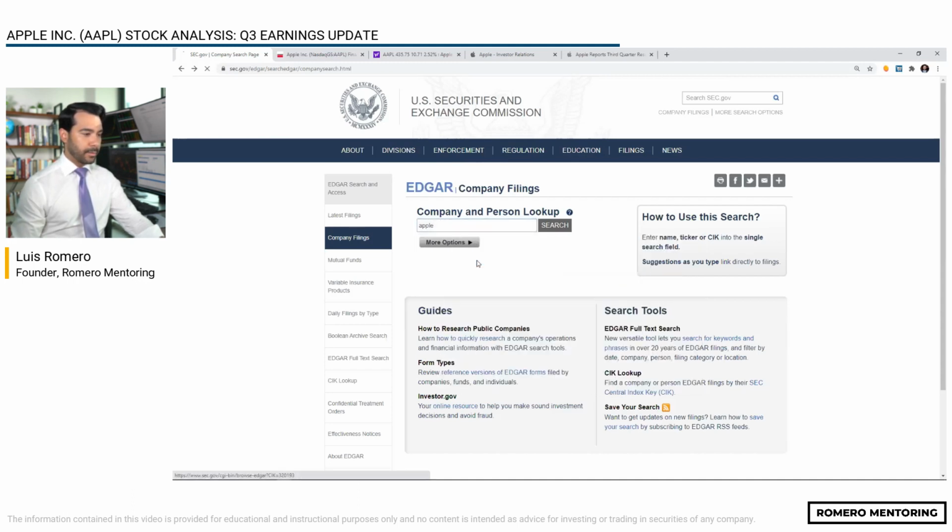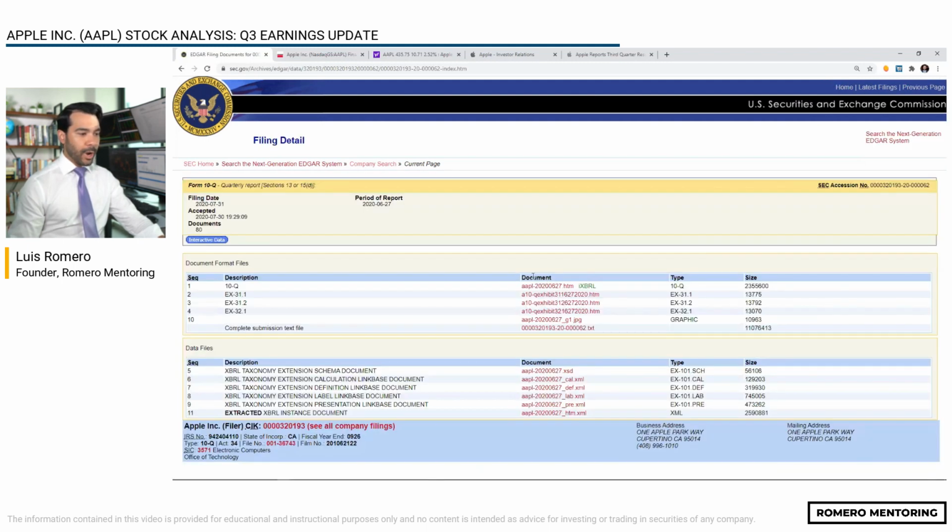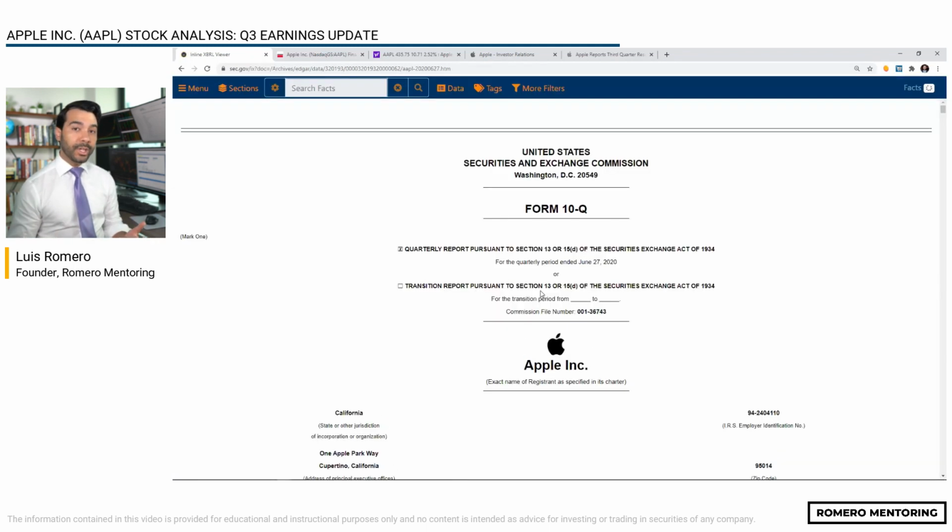Click on Apple, search. And you see here the first filing, 10K. This gives you a very detailed breakdown on the quarter. And also you get to read what Tim Cook, the management, says about the quarter. So if you click on document, right underneath document, the first description, this link right here, if you click on that and open it, this would be part of your due diligence process.